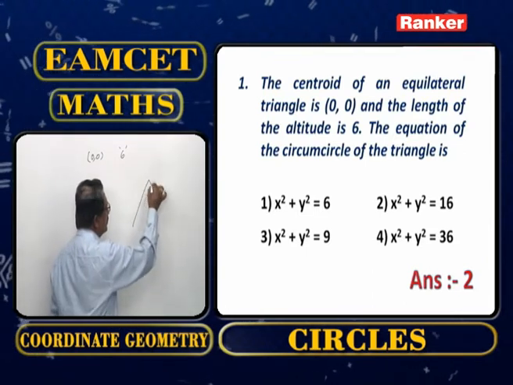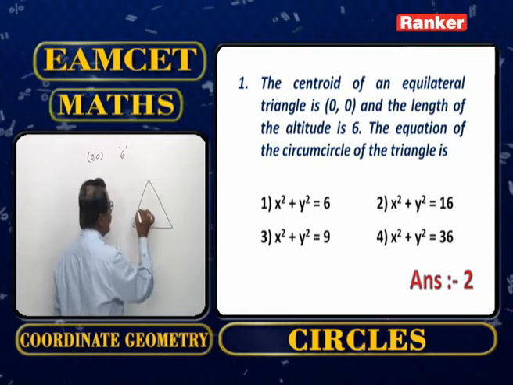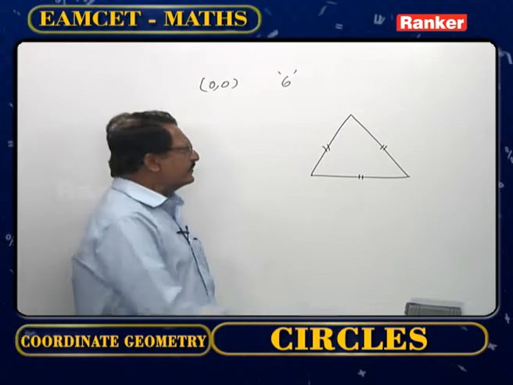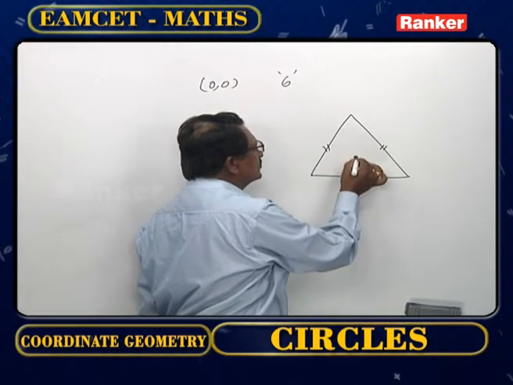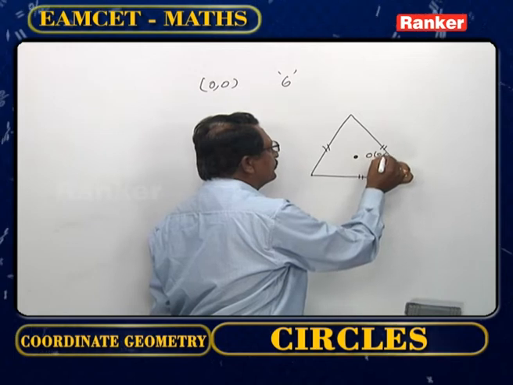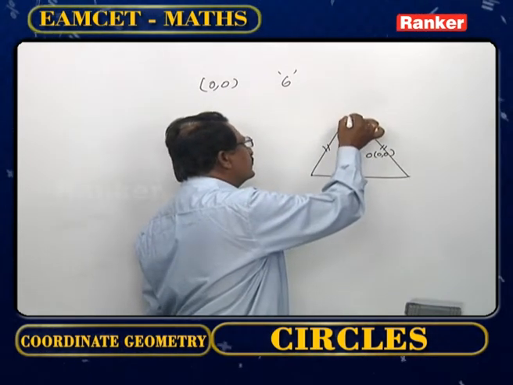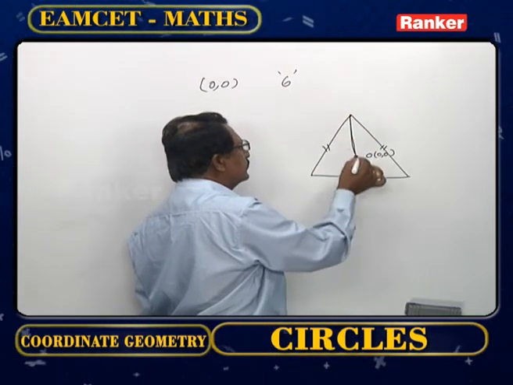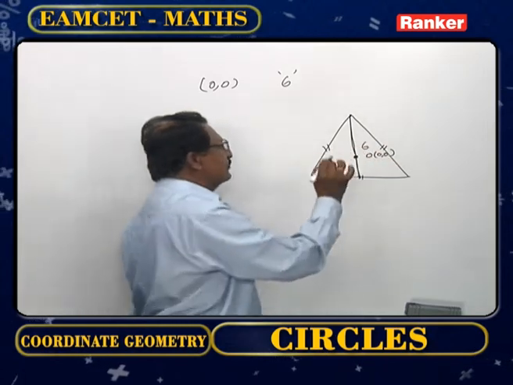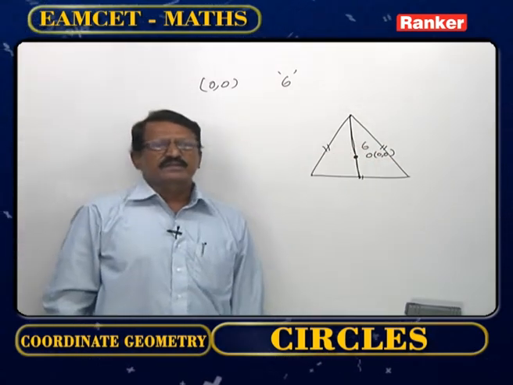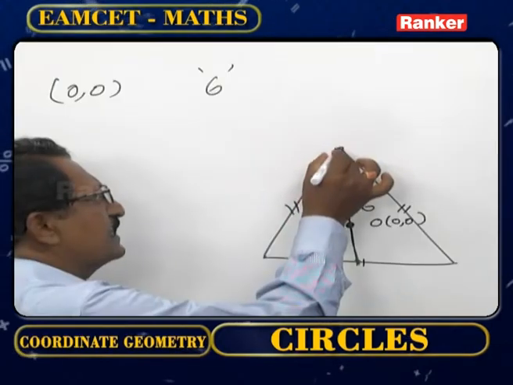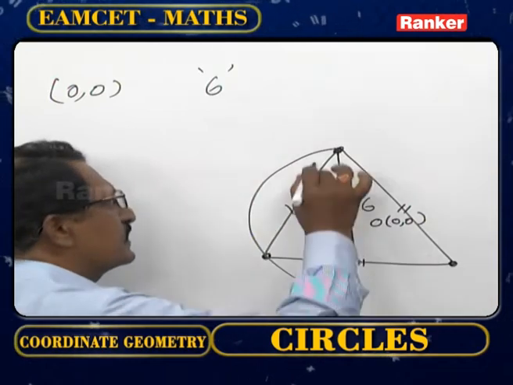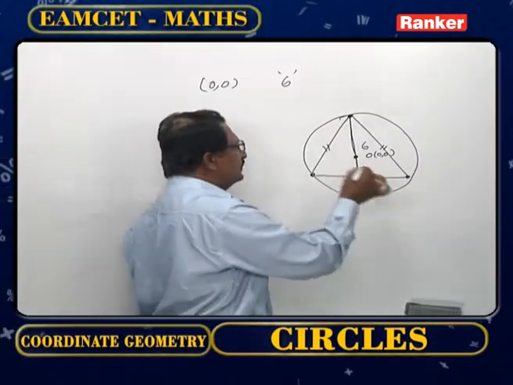The given triangle is an equilateral triangle, so all sides are equal. The centroid of the triangle is 0, 0, the origin. A perpendicular drawn from a vertex to the base is called the altitude, and its length equals 6 units. The circumcircle of the triangle is the circle that passes through the 3 vertices of the triangle.